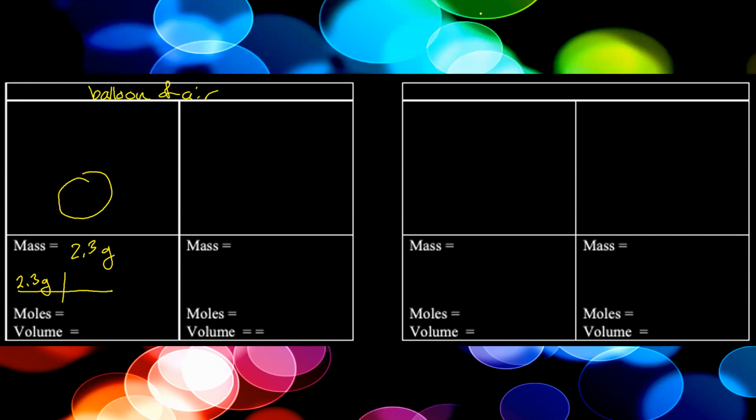Nitrogen has a molar mass because it's N2 of 28 grams per mole. So I'm going to put 28 grams there, 1 mole there. And since you all in the classroom have calculators, I'm going to ask you for this number, 2.3 divided by 28. How many moles are we going to get?